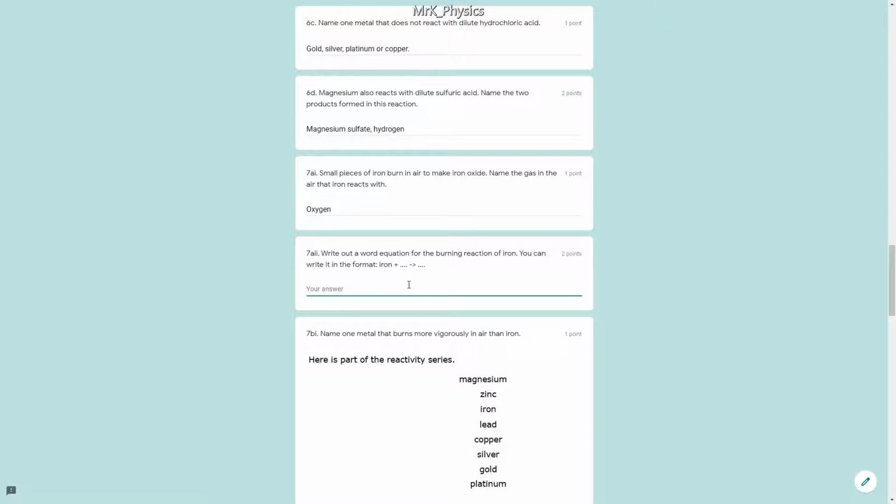Write out a word equation for the burning reaction of iron. So we've got here, iron burns in air to make iron oxide. So we'll use that previous answer to say iron plus oxygen. And what will that become? It says here that small pieces of iron burn in air to make iron oxide. So our product here is going to be iron oxide. So there's a mark for putting oxygen, and there's a mark there filling in those dots, which is iron oxide.